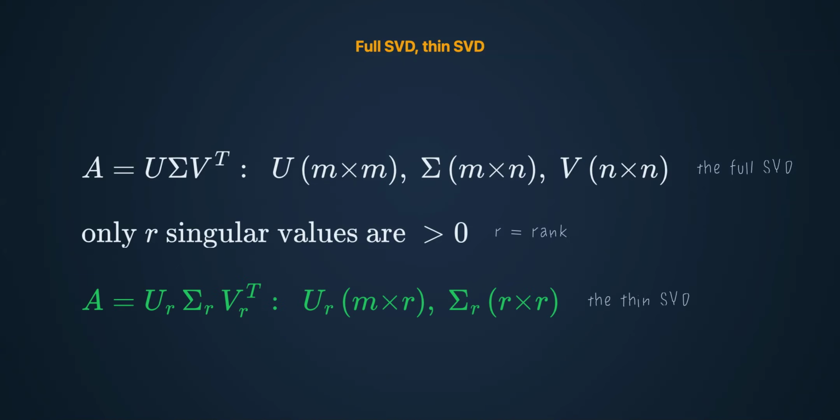Drop the dead columns and you get the thin SVD, just the first R of each. It still rebuilds A exactly, with nothing wasted, and that is the form we actually computed. So when U looks m by m in the definition, but 2 by 2 in the example, that is the full versus the thin SVD. The same decomposition with the zeros trimmed off.